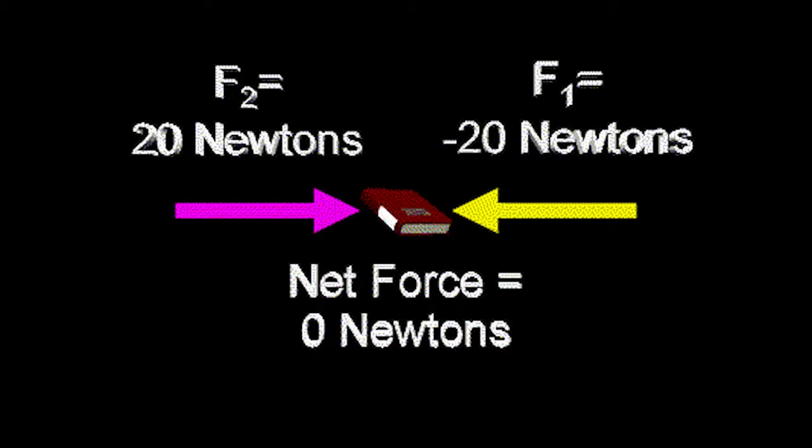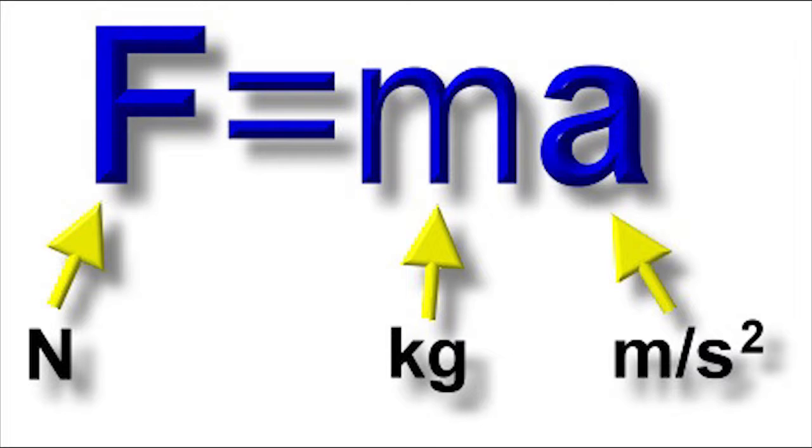Also, a unit of force is equal to a unit of mass times a unit of acceleration. By substituting the metric units for force, mass, and acceleration, the unit equivalence is 1 Newton equals 1 kg times 1 meter per second squared.